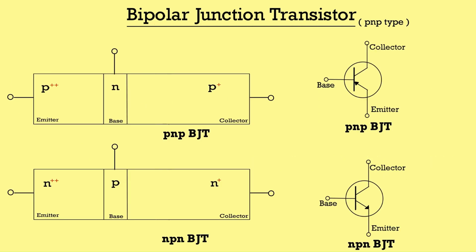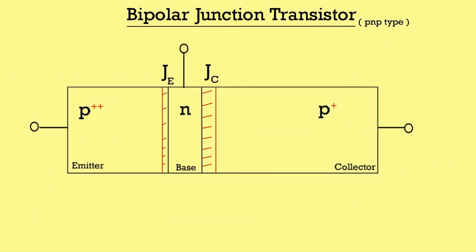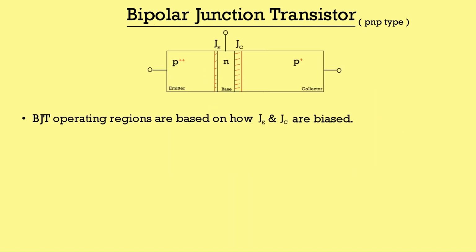Here we have symbols for PNP and NPN type BJT. The junction between emitter and base is represented by JE, whereas the junction between collector and base is referred to as JC. Obviously, there are 2 depletion regions. Based on how these depletion regions are biased, the BJT is said to be operating in different regions. We will consider all the possible cases.